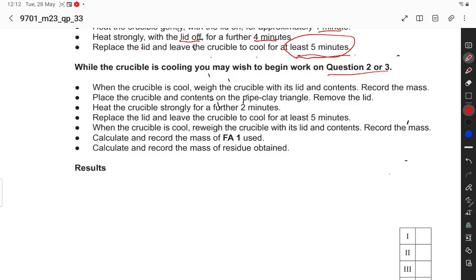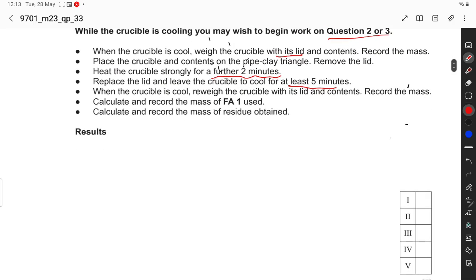When the crucible is cool, weigh the crucible again with its lid and contents. Record the mass. Place the crucible and contents on the pipe clay triangle. Remove the lid. Heat the crucible strongly for a further 2 minutes. Replace the lid and leave the crucible to cool for at least 5 minutes. Again use these 5 minutes to begin work on question 2 or 3. Calculate and record the mass of FA1 used. Calculate and record the mass of residue obtained.